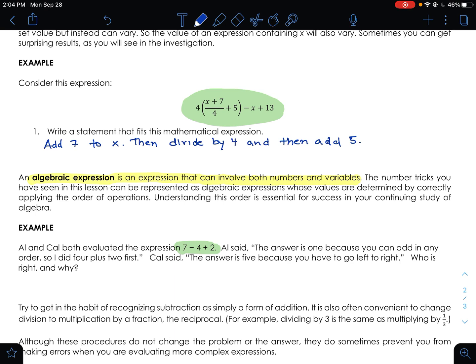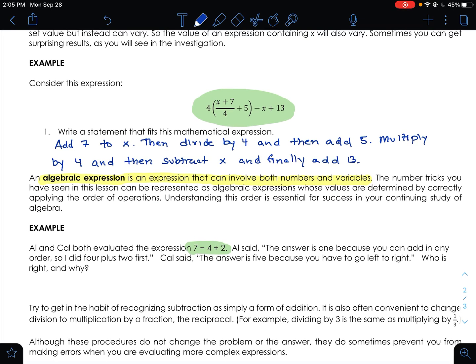Okay, so what you'll notice is we had to write out everything we were going to do first inside the parentheses. After that, we would multiply what's in the parentheses by 4, and then we have to subtract x and, finally, add 13. Okay, and so that's how you would write that expression out as a mathematical statement.